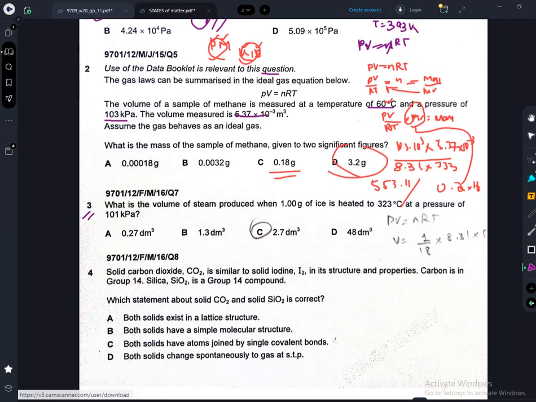MCQ third is very easy. It is PV equal to nRT. He has given you 1 gram of ice, and you divide this by Mr to get n, obviously. RT: R is 8.31. Temperature is 323 degrees centigrade, so again you have to convert this into Kelvin, and you divide this by the pressure, so you will get C as your right answer. I haven't done any calculation in these.